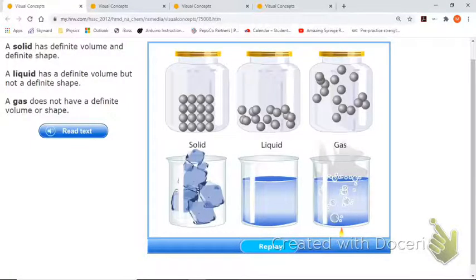Here we go with our first animation. We're going to look at solid, liquid, and gas. And as you're watching this, take some notes if they're not already included. And I will have you redraw in your notes the top part of this video.